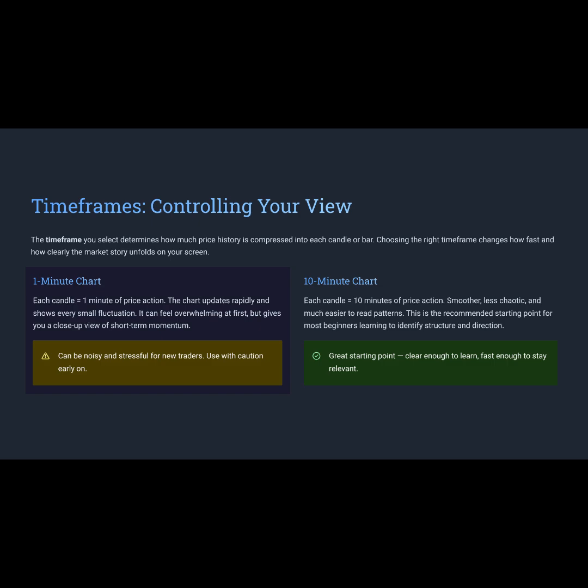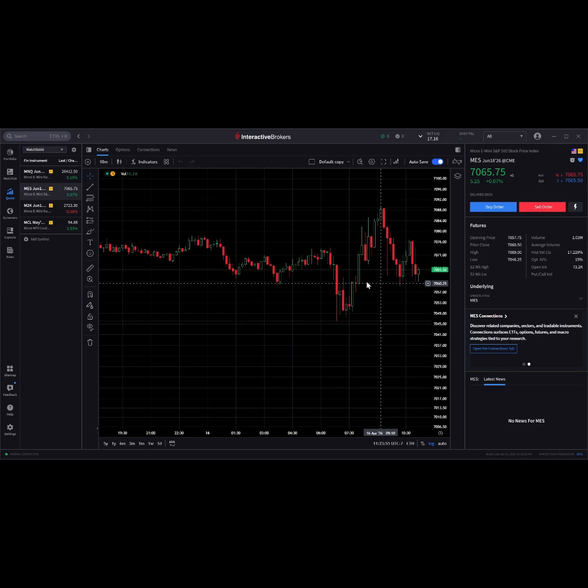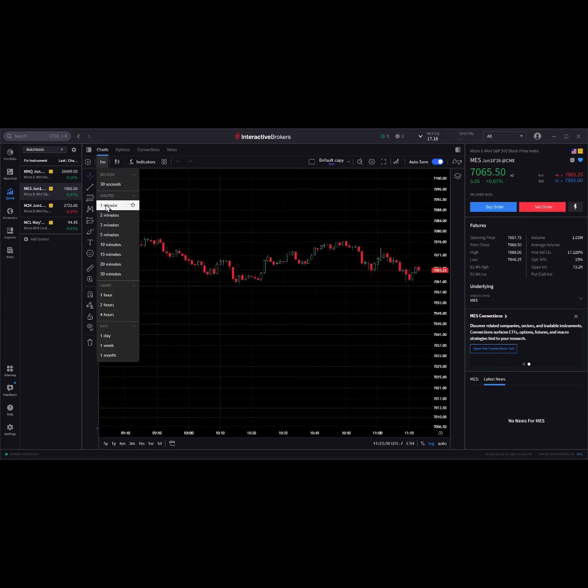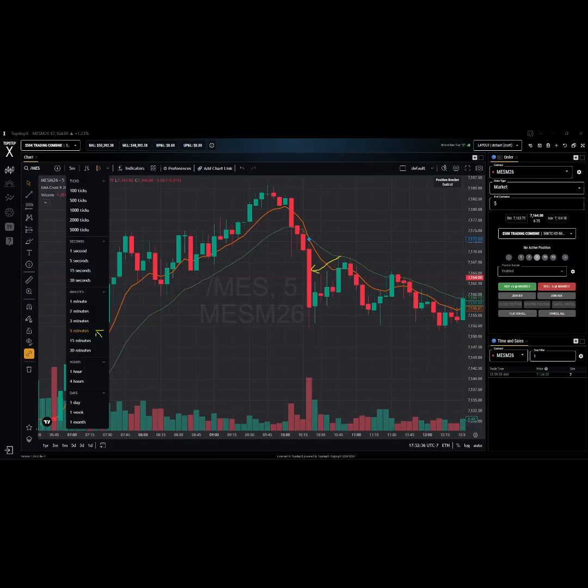Next, let's talk about time frames. This controls how fast your chart moves. A 1-minute chart moves faster. A 10-minute chart is slower and smoother. For now, I want you focused on the 5-minute and 10-minute charts.